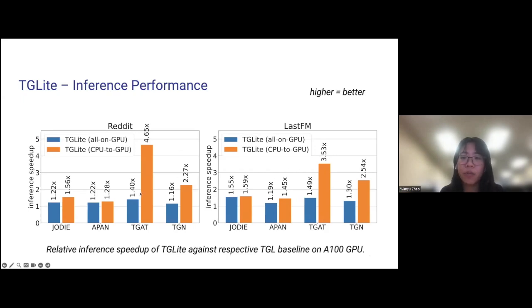Next, for inference, we show results for the other 2 datasets as relative runtime speed up. So higher is better. Here we achieve even better speed ups of 3 to 4, from 1 to 4 times over the respective TGL baseline.